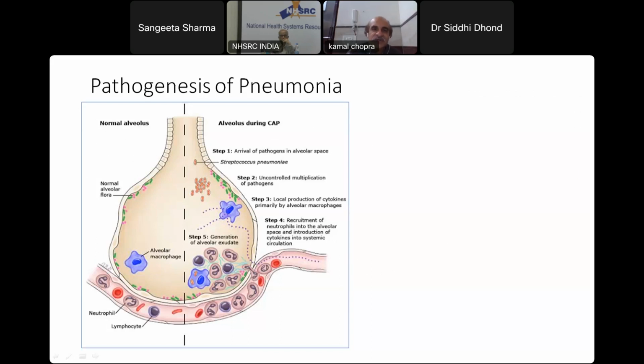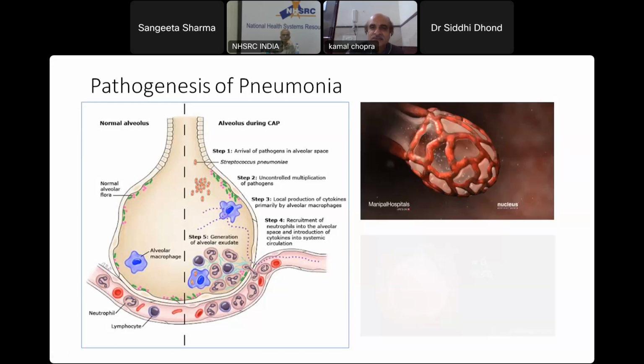This is a picture showing what happens in pneumonia. Whenever the bacteria reach the alveoli, there is uncontrolled multiplication leading to cytokine production which causes destruction of inflammatory cells and leads to formation of secretions in the alveoli. When there is a merging of all the alveoli, it leads to patchy pneumonia and then consolidation when it spreads.